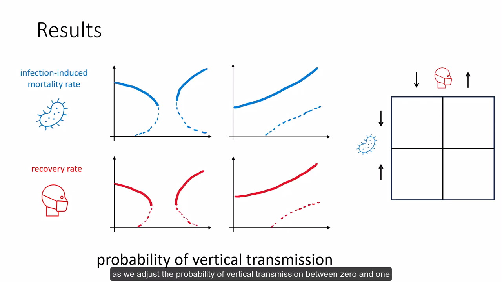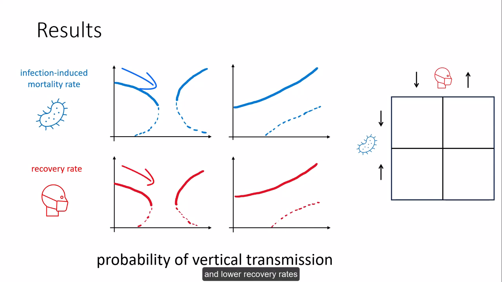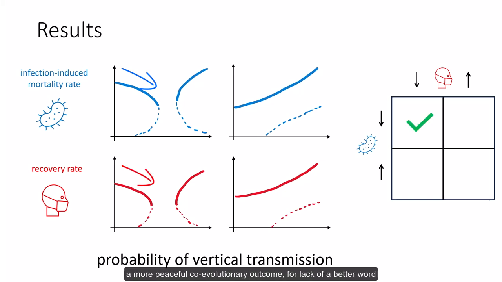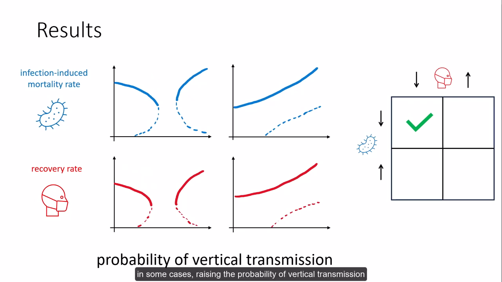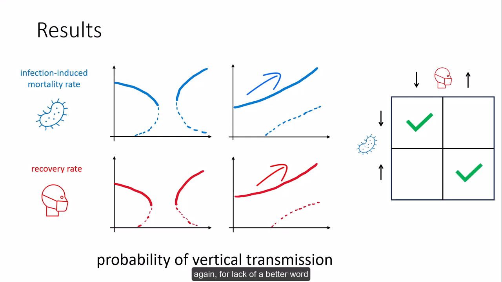between 0 and 1. Sometimes we find that raising the probability of vertical transmission leads to lower infection-induced mortality and lower recovery rates, a more peaceful coevolutionary outcome, for lack of a better word. In some cases, raising the probability of vertical transmission leads to higher infection-induced mortality and higher recovery rates, a more aggressive coevolutionary outcome, again for lack of a better word.